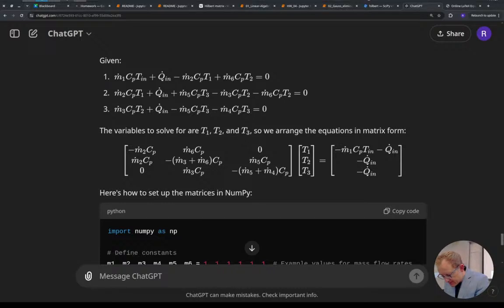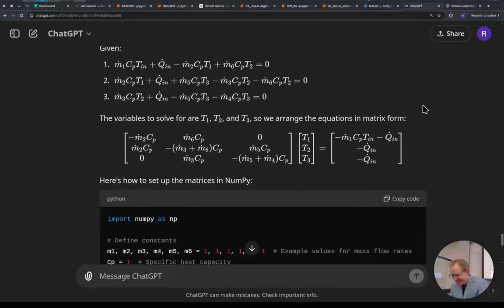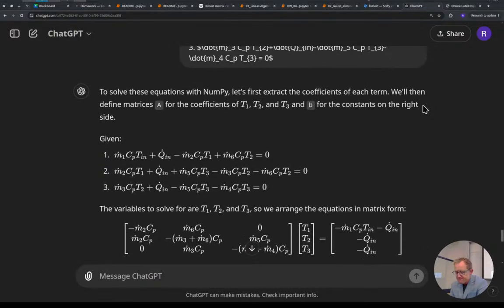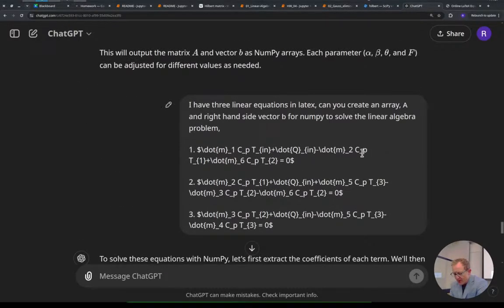T1, T2 in the first one. T1, 2, and 3 in the next one. Yeah. I think it did get it right too. That's pretty awesome. I wonder if you have to specify that it's LaTeX or if it would know. If I did not say this is in LaTeX, it would probably figure it out based on how much data it has that's already in LaTeX.